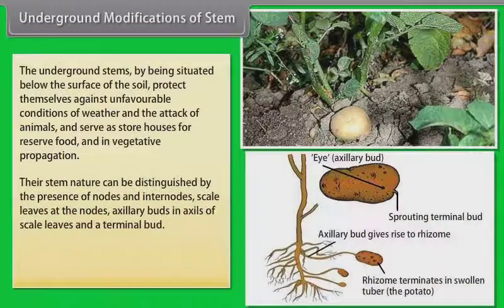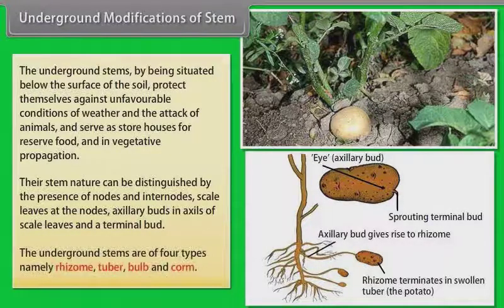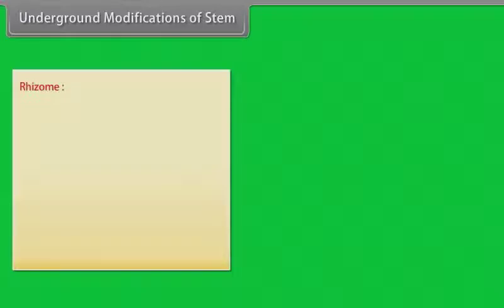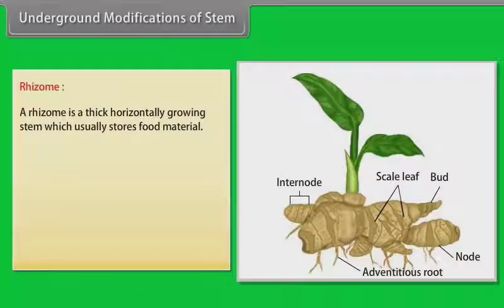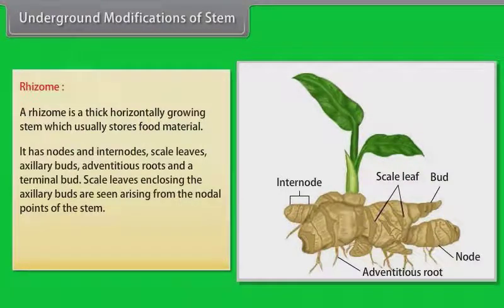Their stem nature can be distinguished by the presence of nodes and internodes, scale leaves at the nodes, axillary buds in the axils of scale leaves, and a terminal bud. The underground stems are of four types, namely rhizome, tuber, bulb, and corm. Rhizome. A rhizome is a thick, horizontally growing stem which usually stores food material.